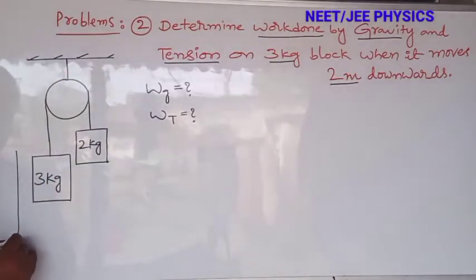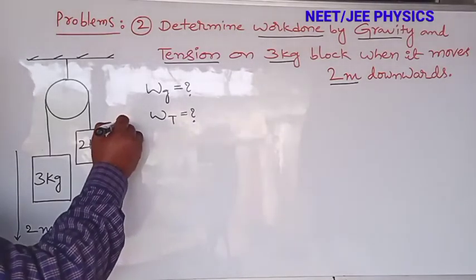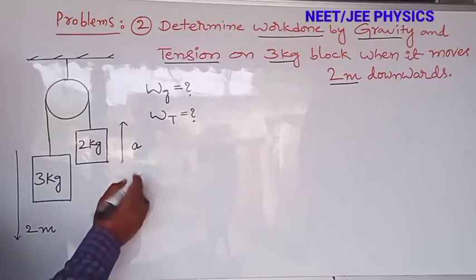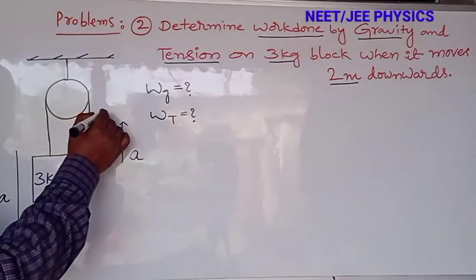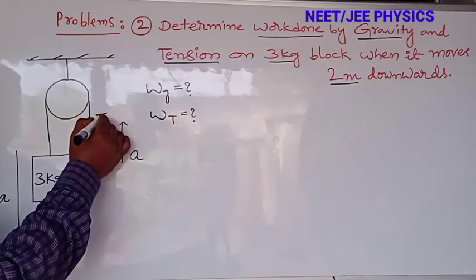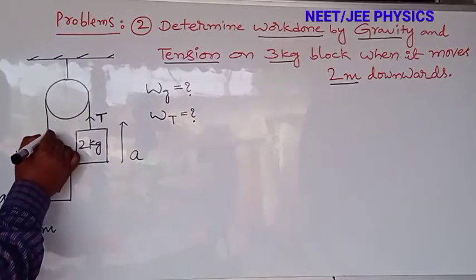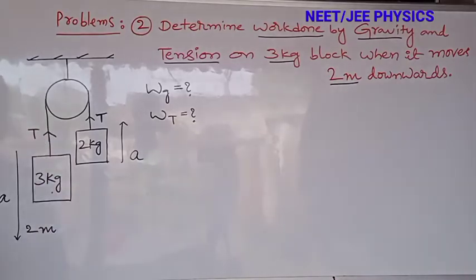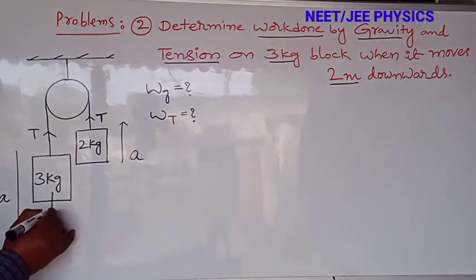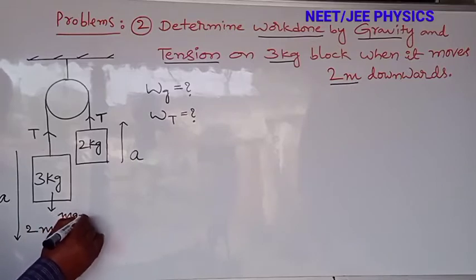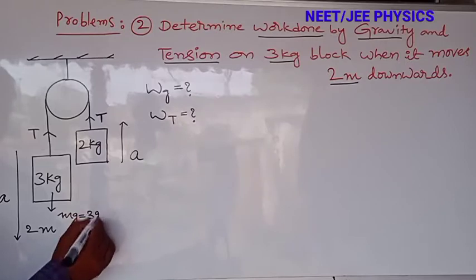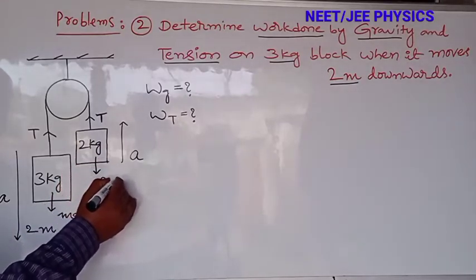The 3 kg block is moving 2 meter downwards. At that time the 2 kg block moves upward with acceleration a. At that time the 3 kg block also accelerates in the downward direction with a, because both are attached to the same string. Here tension T is acting in the upward direction. Along this string tension is the same. Here also T acts upward because it is a pulling force. And on this 3 kg block weight will act, 3 mg, which is equal to 3g. Here m is 3 kg. Here the weight would be 2g.